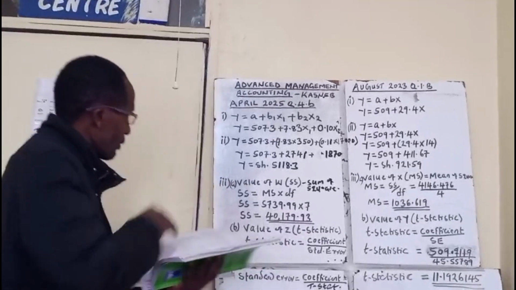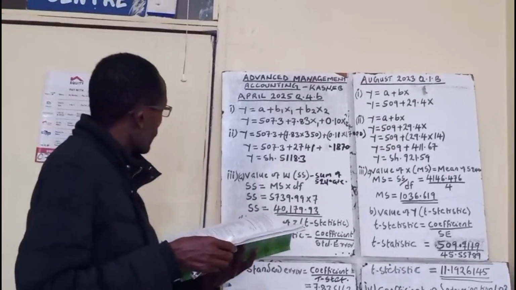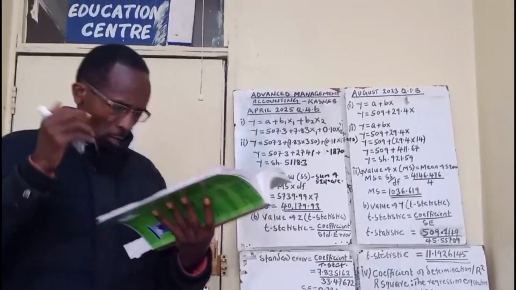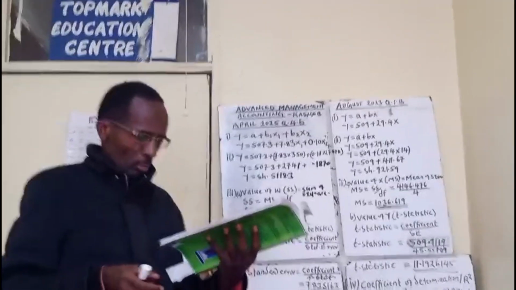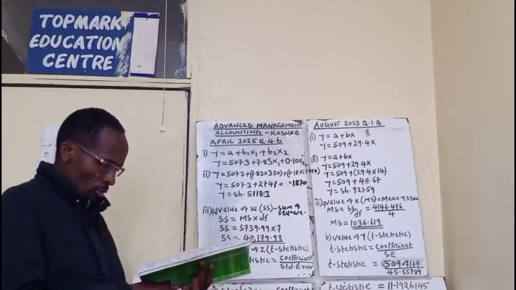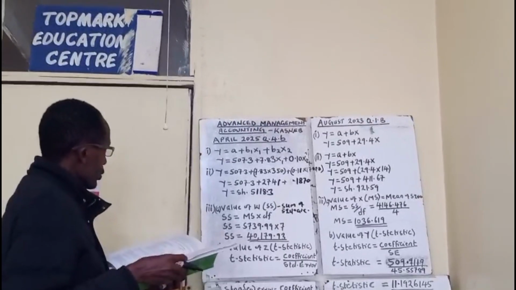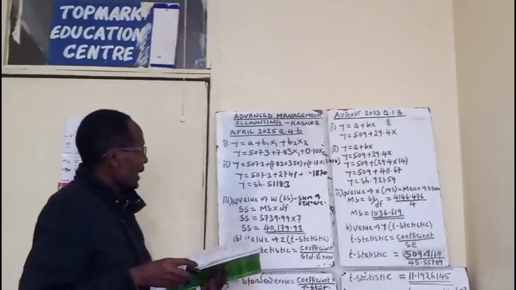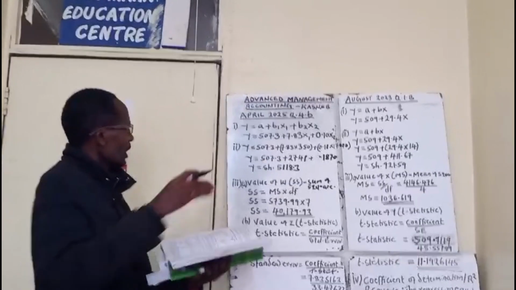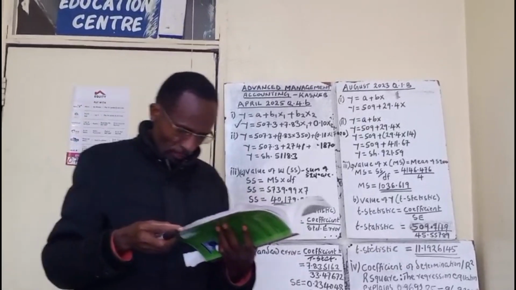So we have our solutions here. You are given that information for April 2025, question 4B. I just give you the solution very fast. Now, number one, write down the multiple linear regression function. Y is equals to a plus b1 x1 plus b2 x2. So the answers are here. You take 507.3 plus 7.83 x1 plus 0.10 x2. So this is the answer for the first question. That is the multiple linear regression function.